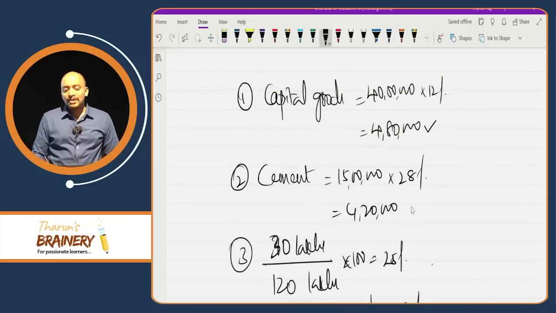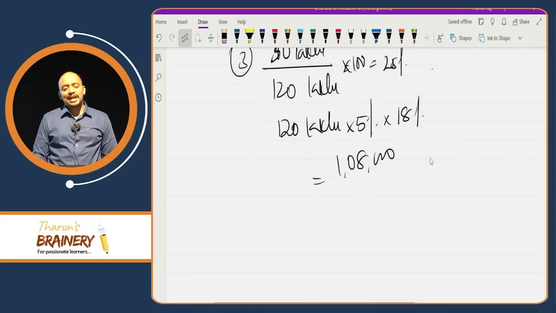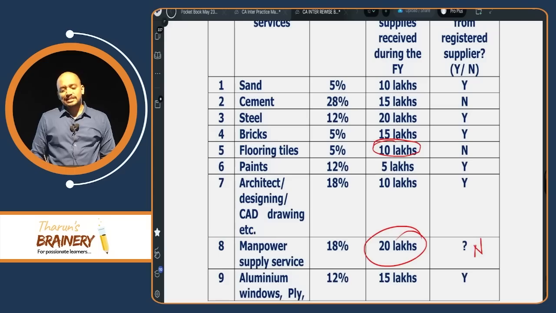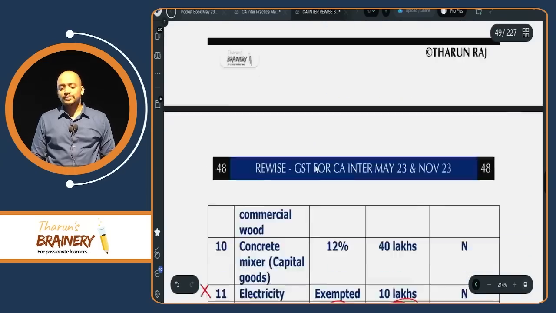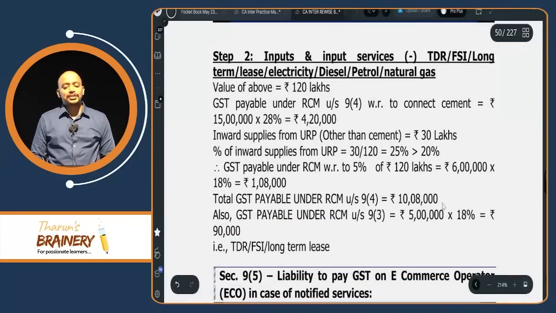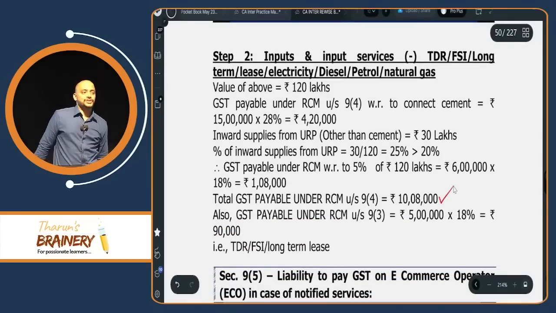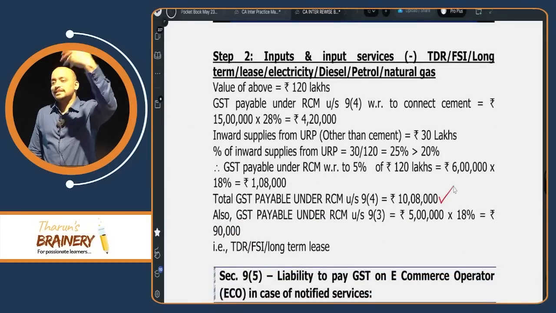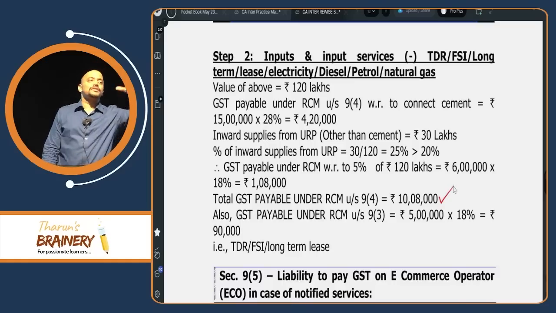So, therefore, what is the total GST payable under RCM? 4 lakh 80, 4 lakh 20 and 1 lakh 8,000. That is 10 lakh 8,000. And GST under RCM 9.3 is same, no change. So therefore here the answer is 10 lakh 8,000. You understood now how 1 lakh 8,000 we got? 5% we exceeded. On that 5% alone we need to pay GST under RCM at 18%.